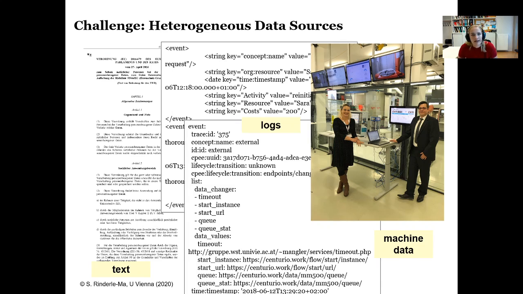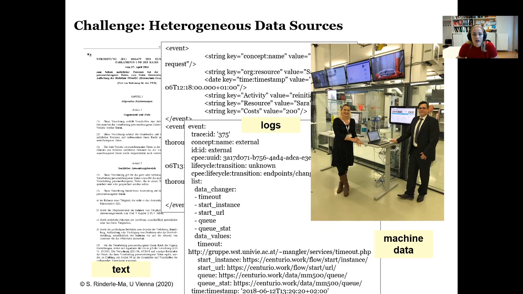So here we see a collection of data sources that might be interesting. This is from the manufacturing domain, but this holds true also for most of the other domains. Of course, we have the logs, the process logs, the event logs, the streams maybe during runtime. Then we have machine and sensor data, but also we have these regulations, say the ISO standard, the GDPR, and so on.